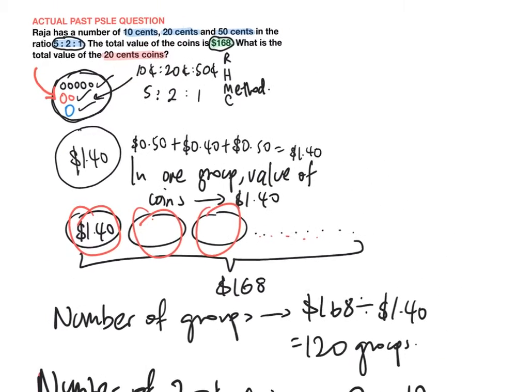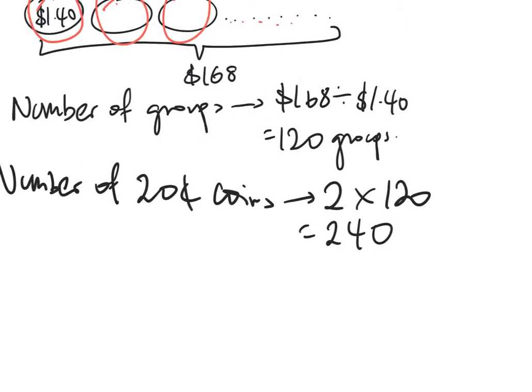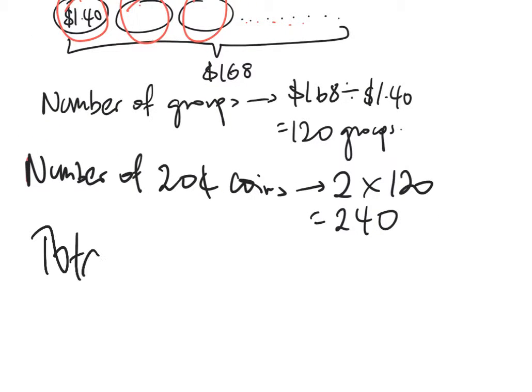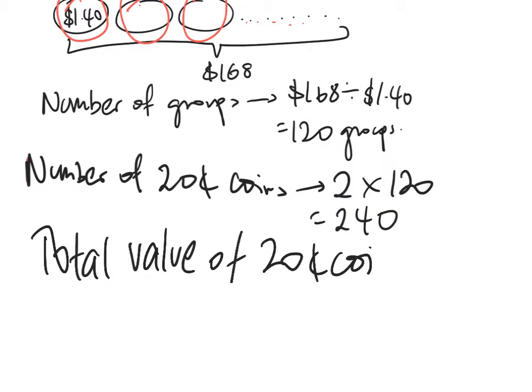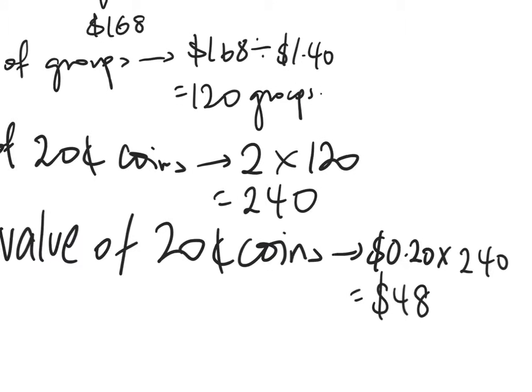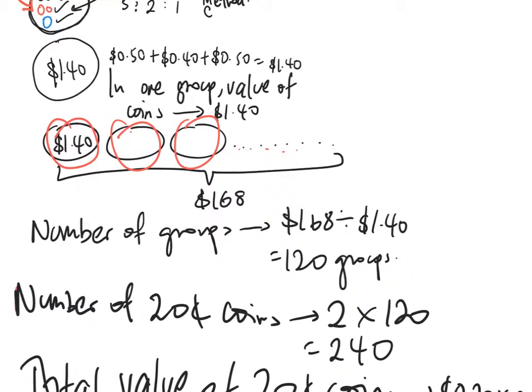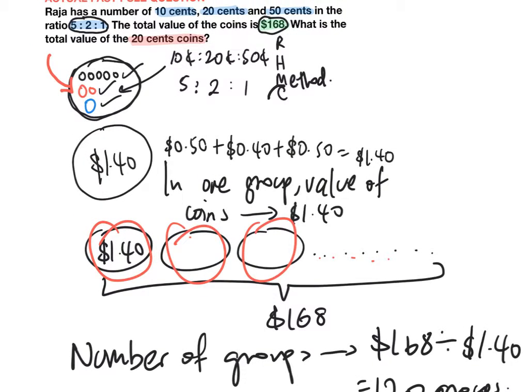Now they did not ask what is the total number of 20-cent coins. They asked what is the total value of the 20-cent coins. So all you have to do is write another step here called total value of 20-cent coins, which is just 0.20 times 240. And you will get an answer of $48 for the total value of your 20-cent coins. This is the final answer. And remember this, there is one other crucial step in RHMC, which is to check your work.